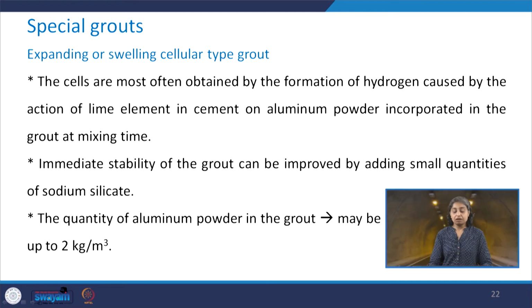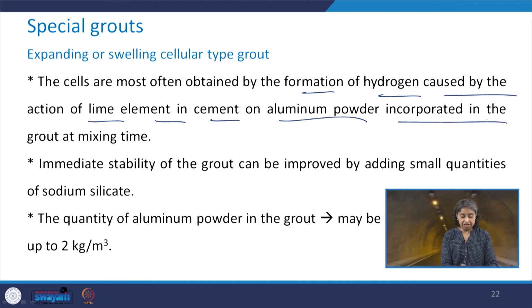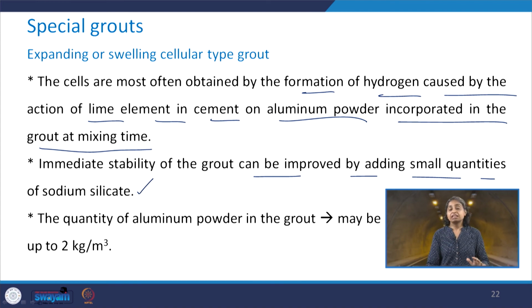The cells are most often obtained by the formation of hydrogen, which is caused by the action of lime element in cement on aluminum powder incorporated in the grout at the mixing time. The immediate stability of the grout can be improved by adding some small quantities of sodium silicate, and the quantity of the aluminum powder in the grout may be up to 2 kg per meter cube.